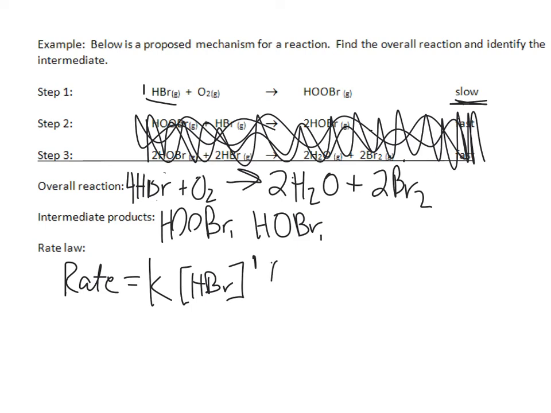so it's going to be raised to the 1 power, times the concentration of my second reactant, oxygen, raised to the power of its coefficient, which is 1. So our rate law for this reaction will be the rate is equal to K, a constant, times the concentration of HBr to the 1 power, times the concentration of O2 to the 1 power.